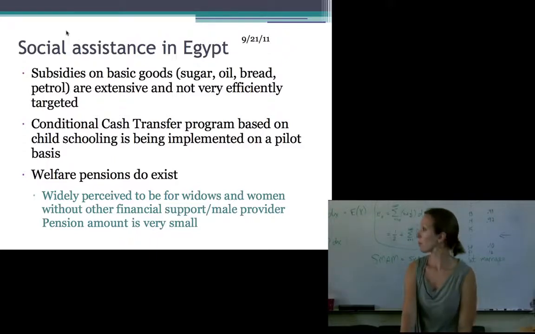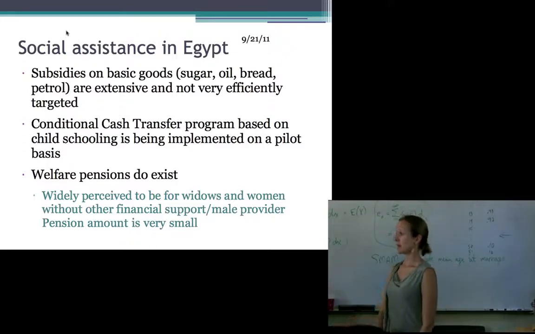So $50 per month for the whole household or per capita? No, for the whole household. So per capita, that's less than $1 per day. Yeah, it's well under $1 a day. The welfare pensions, they just raised them to £139 a month, which is about $23 a month. And that's going to the household. So yeah, it's well under $1 a day.